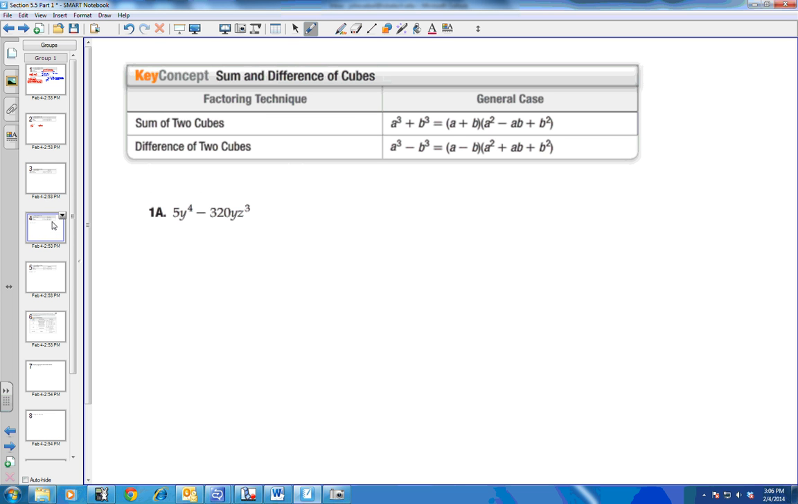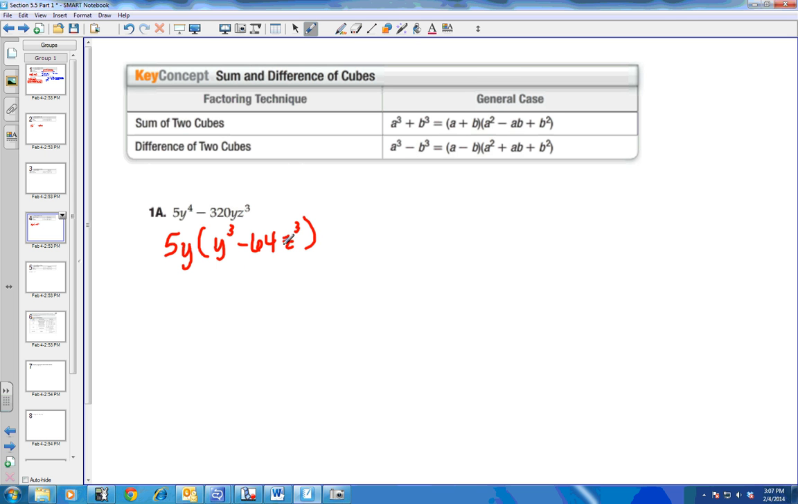Okay, so let's do another example: 5y to the 4th minus 320yz to the 3rd. So first of all, I know I can factor out a 5, and I can factor out a y. So when I factor a 5y out, I have y to the third minus 320 divided by 5 is what, 64, z to the third.